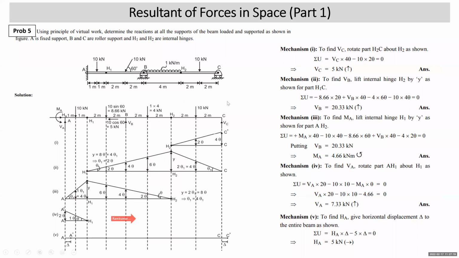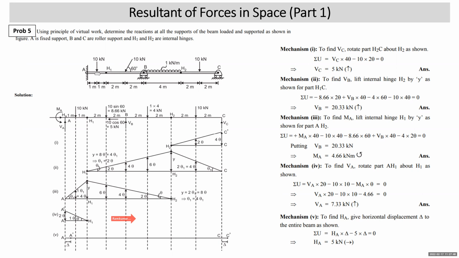Now we'll take one problem, students, with two internal hinges. This precaution has to be taken care of even in this problem. As and when you are splitting the beam at internal hinges, you should make sure that you rotate about internal hinge, and also make sure that AH1, H1H2 and H2C, the three different parts which are straight, should remain straight, whatever way you give the virtual displacement.